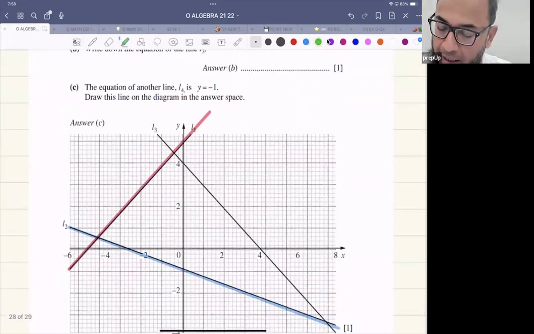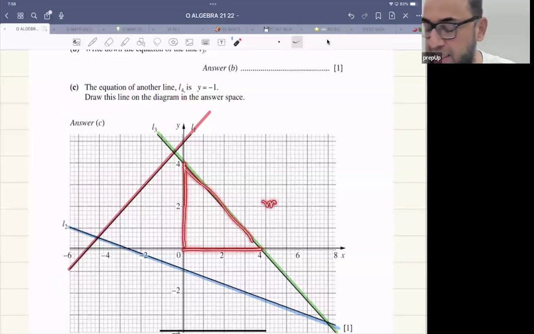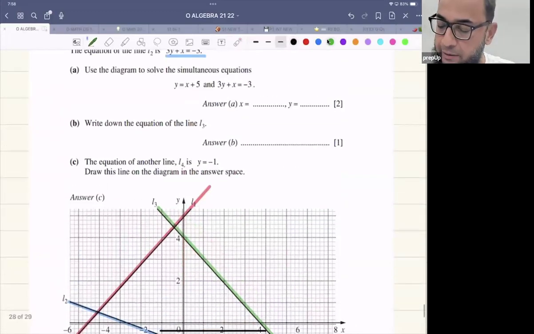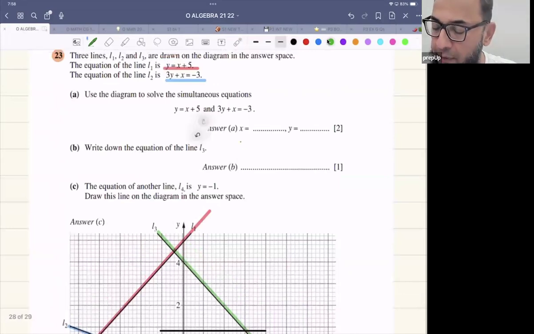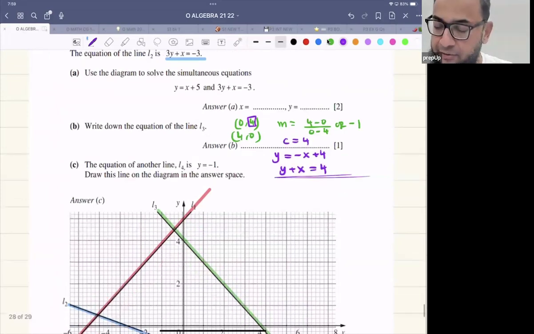So now the green line, I'm interested in this, and we are interested in finding this equation. So now I can see that this change in y is 4, the change in x is 4, and it's going down, so the gradient is -1. So let me work it out over here. We have 0, 4, we have 4, 0. We calculate the gradient, 4 minus 0 over 0 minus 4, that comes out to be -1, and this is the y-intercept. So C is 4, therefore y equals minus x plus 4. This can also be written as x plus y equals 4. So that is the green line, line 3.